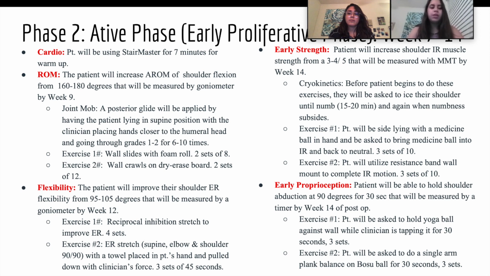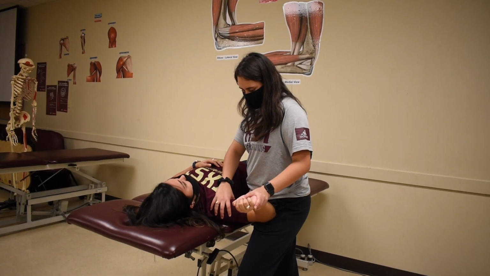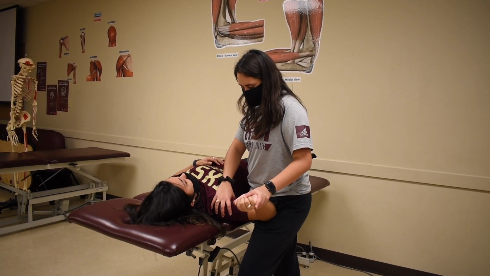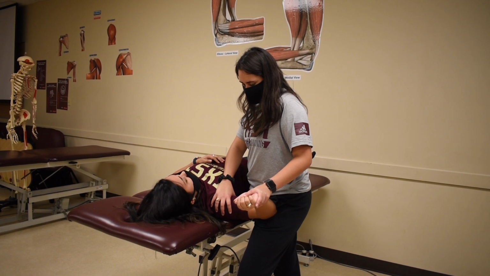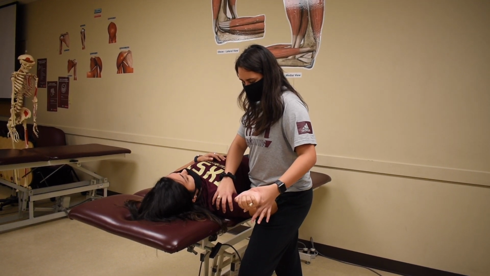For flexibility, our goal is that the patient will improve their shoulder external rotation from 95 to 105 degrees, measured by a goniometer, by week 12. In exercise 1, the patient will be taken through reciprocal inhibition by stretching the patient into external rotation and holding the stretch for 15 seconds.